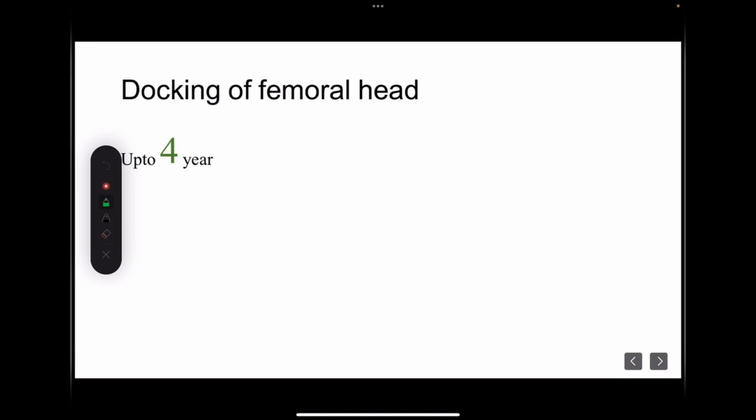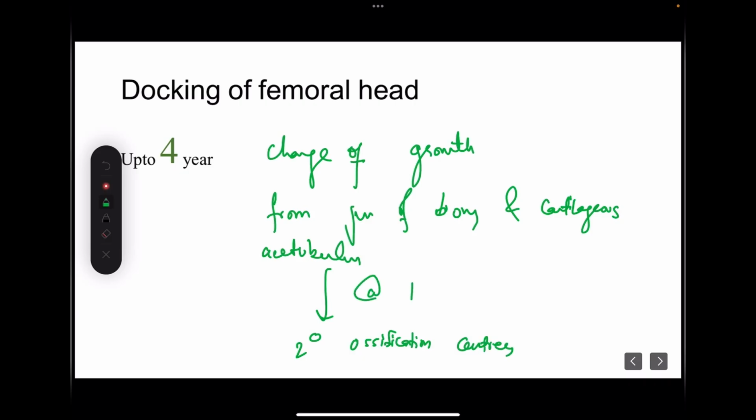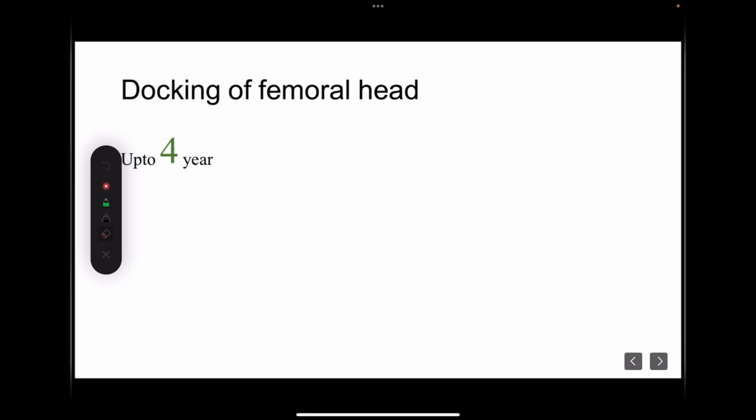Another fact which I have discussed with you is the change of growth from the junction of bony and cartilaginous acetabulum towards the secondary ossification center. This was happening at around the age of nearly 8 years. So till 8 years of age, we can do surgeries for developmental dysplasia of the hip, but after that age, nothing can be done.